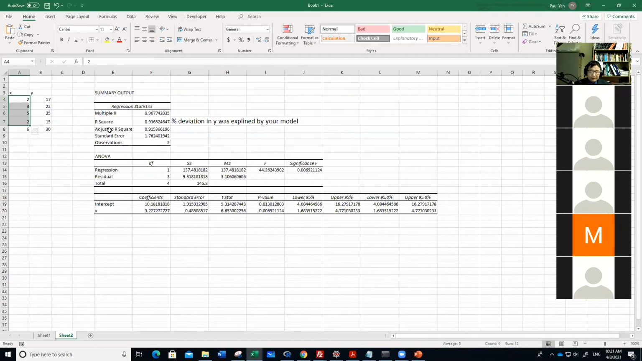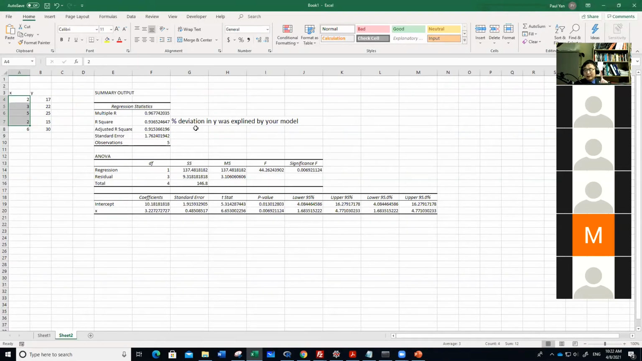Okay, so adjusted R square. Suppose we have two models. One model has two independent variables, and another model has three independent variables. If we compare with R square, the model with three independent variables is always better than the two-factor model. Then we always should use adjusted R square.